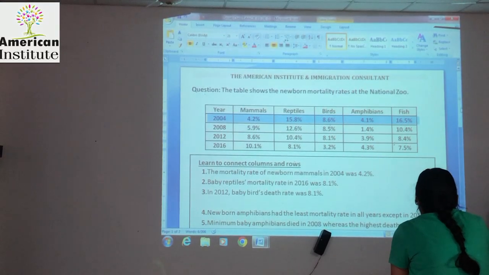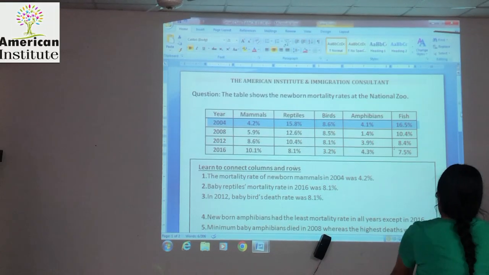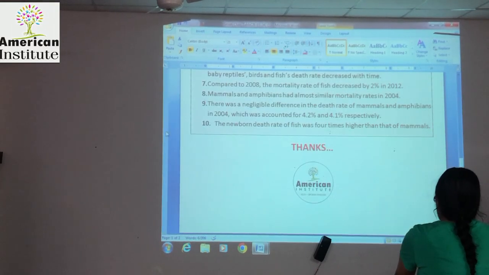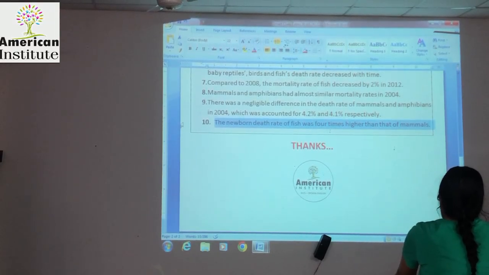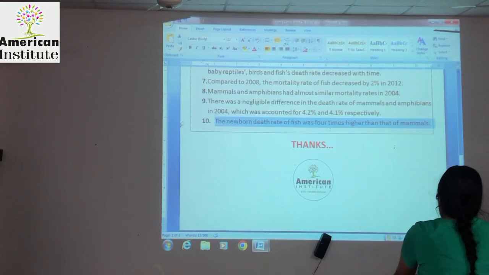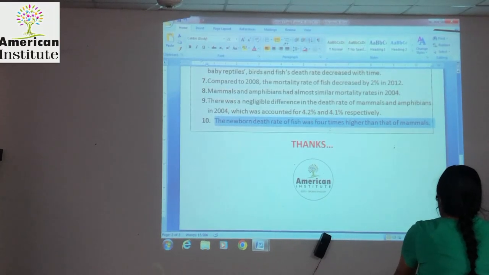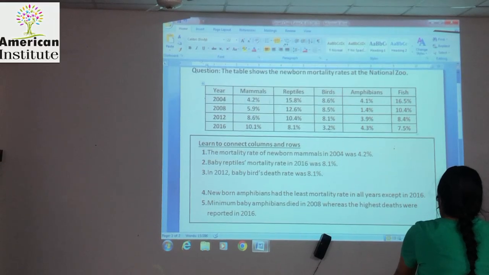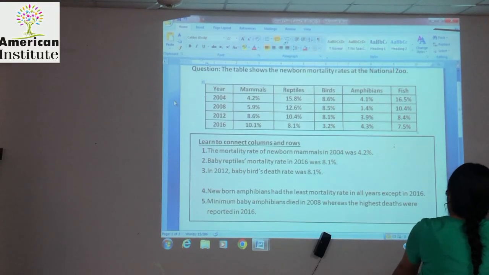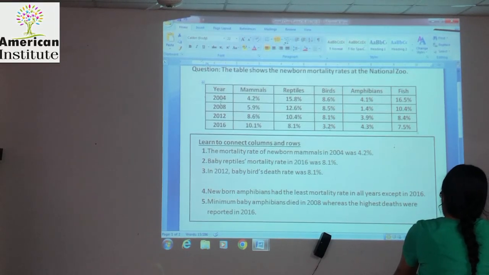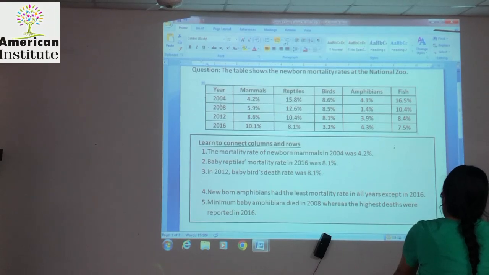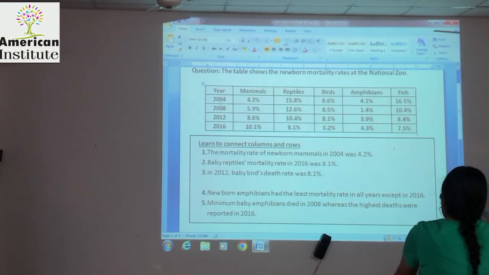Okay, beta? If you find any this type of statement, so look at the last sentence. The newborn death rate of fish was 4 times higher than that of mammals. 4 into 4? 16. So what is the mortality rate of fish? 16.5. And in 2004, mammals rate was 4.2. So it increased by 4 times. Okay, beta. So have you cleared this lesson? Yes, ma'am. Have you got it? Yes, ma'am.